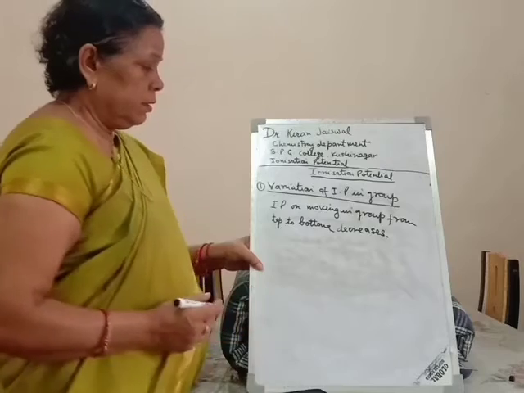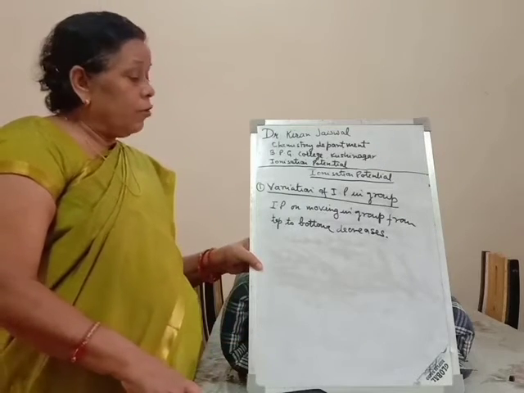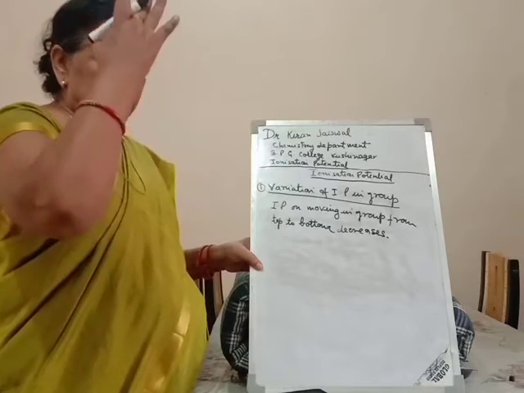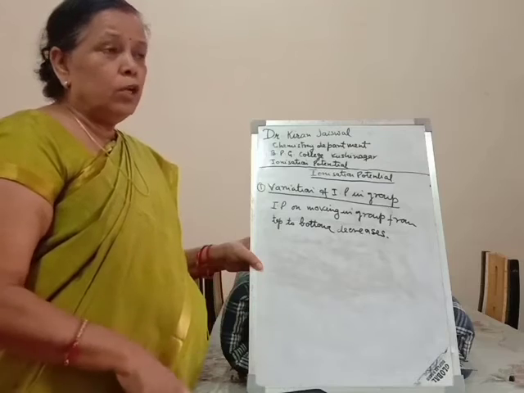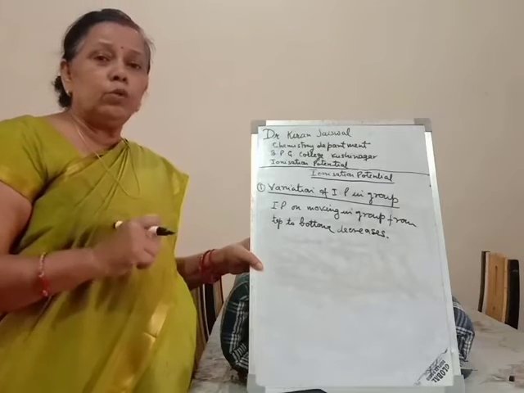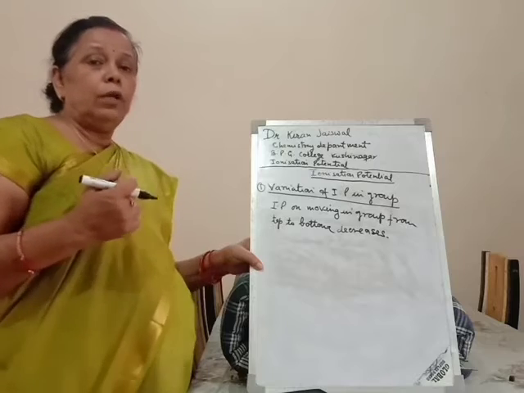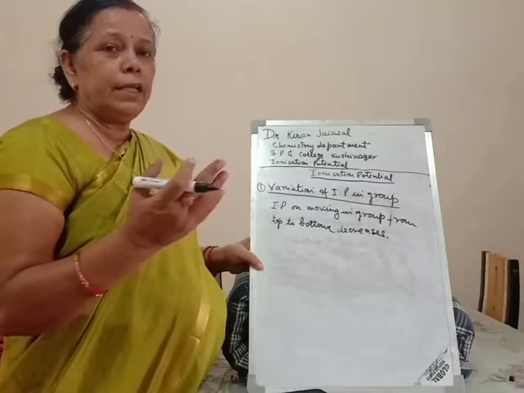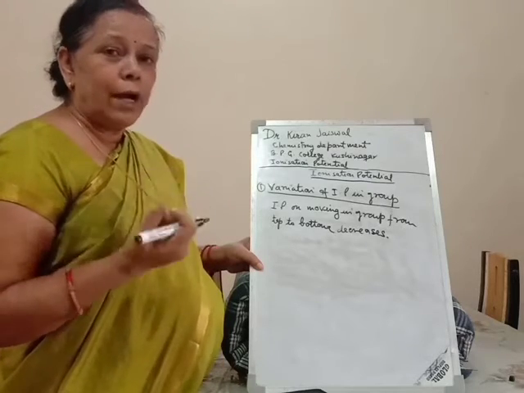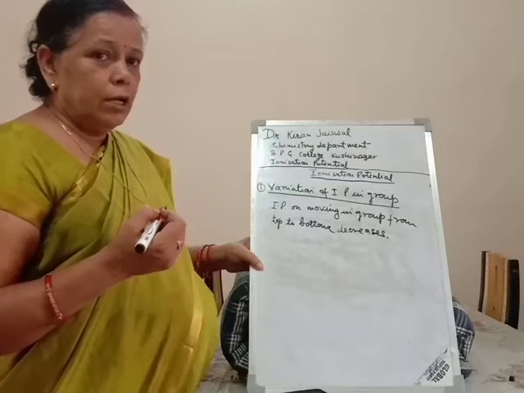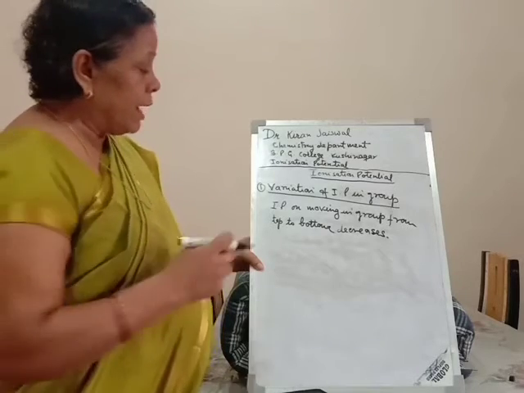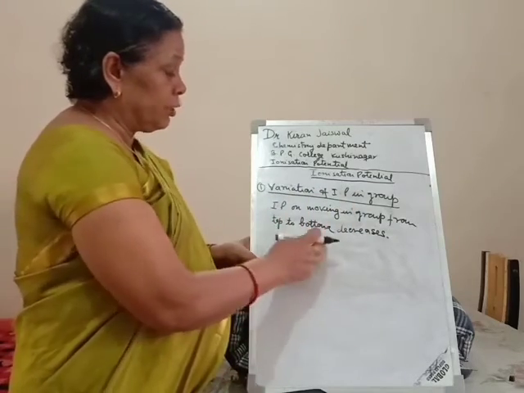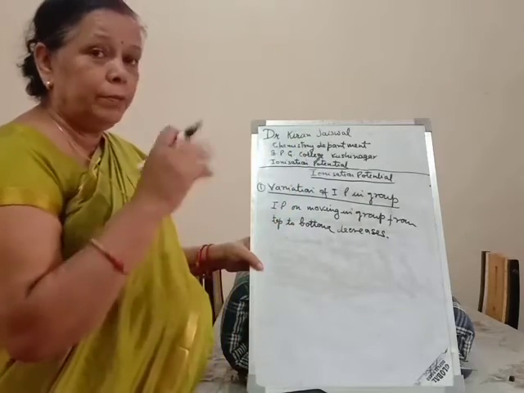The reason is that when we move in the group from top to bottom, the size will increase in the group. So the attraction between the nucleus and the outermost electron will decrease, and so the outermost electron can be released easily, and a less amount of energy will be required to remove the outermost electron from the atom. So on moving from top to bottom in the group, the ionization potential decreases because the size will be increased.